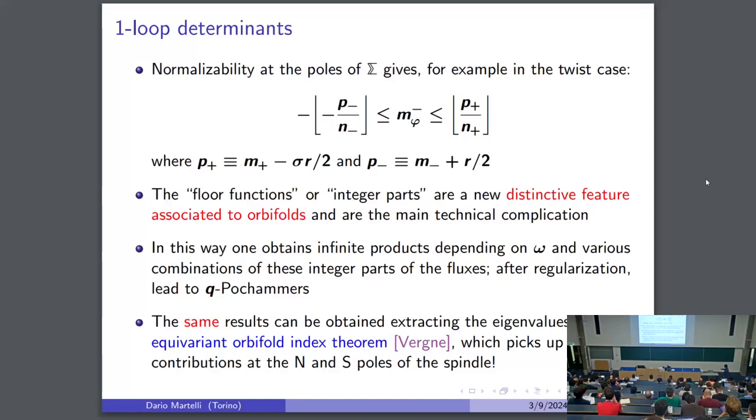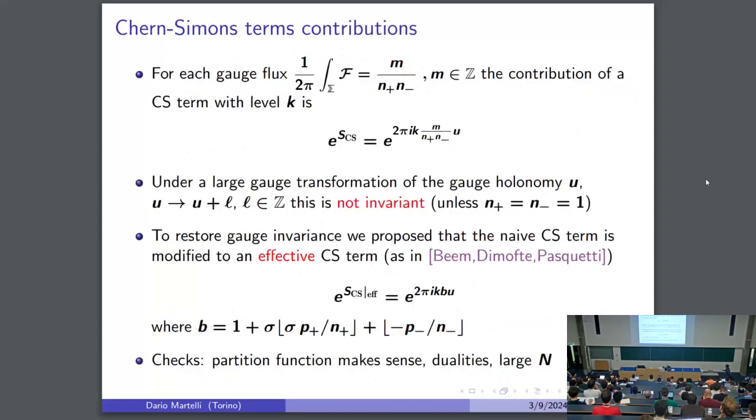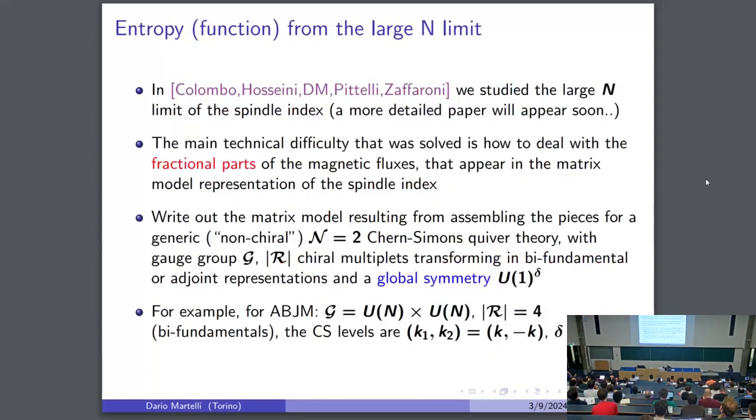Now, the same computation can be done also in a different and perhaps more elegant way by using the equivariant orbifold index theorem, where one can show that the same result is obtained by picking up the fixed point contributions from the north and the south poles. And the two results exactly match, which is a check on the computation itself. Okay? So let me conclude. I'll skip the Chern-Simons part.